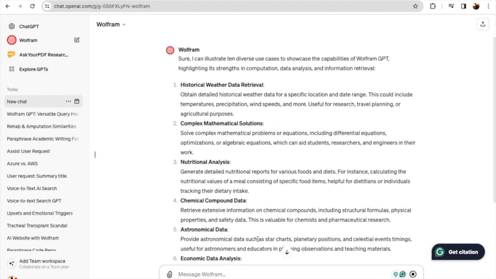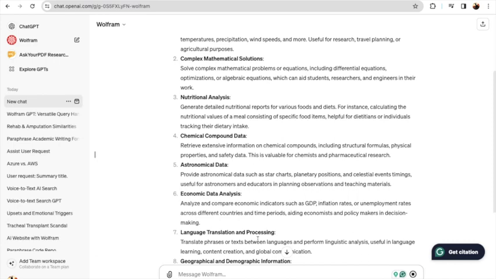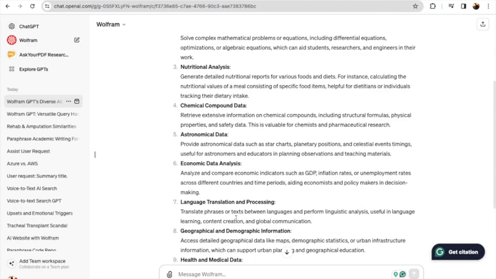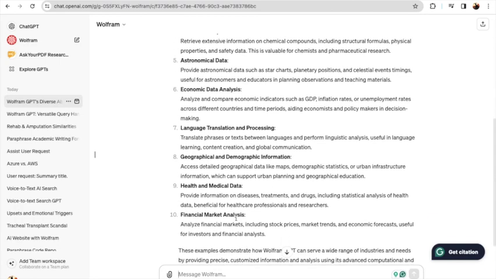That's quite a lot of examples. Okay. So it can provide astronomical data such as star charts, planetary positions, and celestial events. That's pretty cool. Okay. Language translation. I didn't know that. Health and medical data. Statistical analysis.